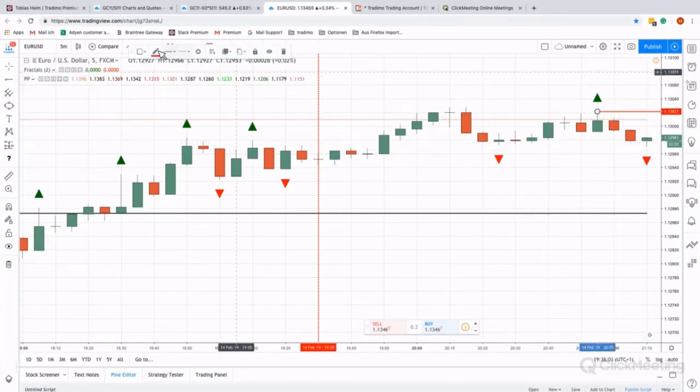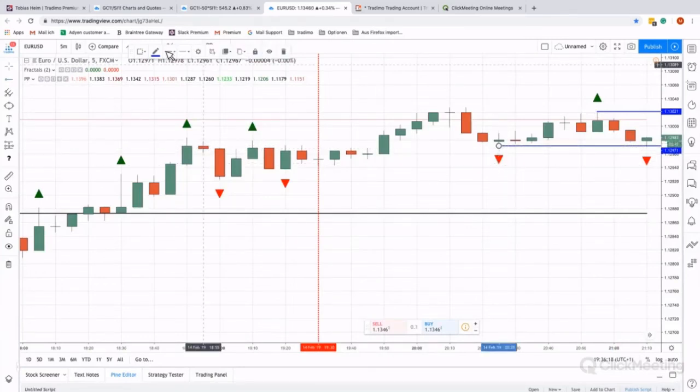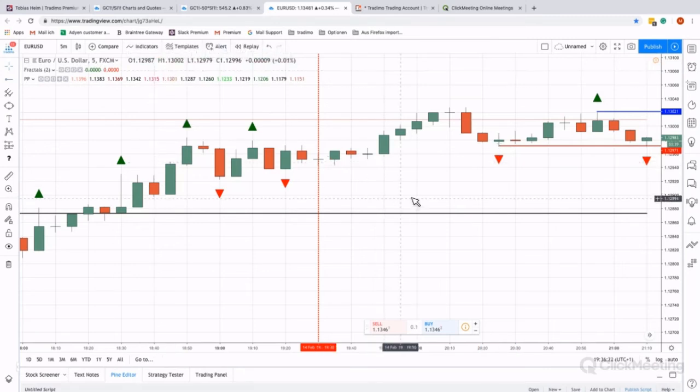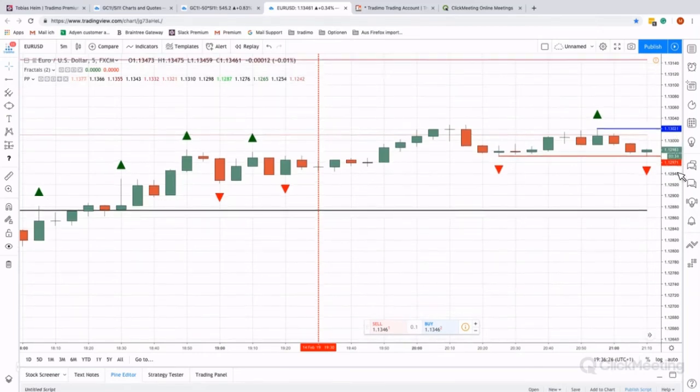This is our entry level. The stop loss is the last broken, the last confirmed down fractal. So this one here, and of course it's a stop loss, so I make it red. And then of course we need our take profit level, and the take profit level is the next pivot line.